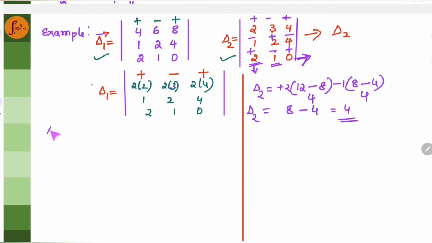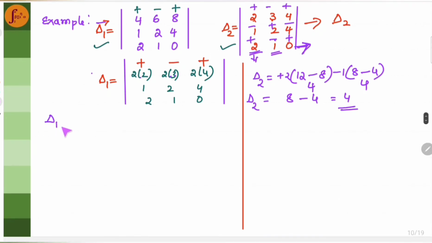Determinant 1, based on the property, should be 2 times determinant 2. 2 times, because 2 is the common factor here. So basically, determinant 1 should be 2 times 4, which is 8. This should be the determinant 1 value.